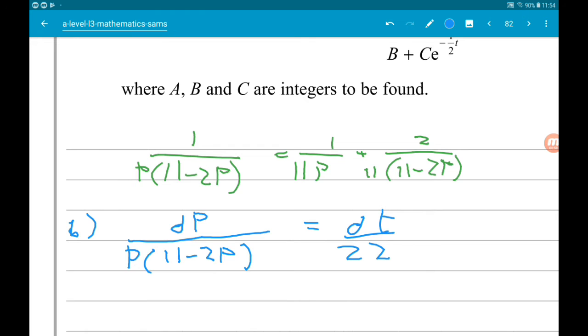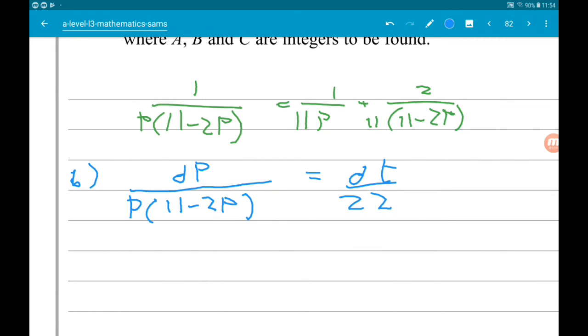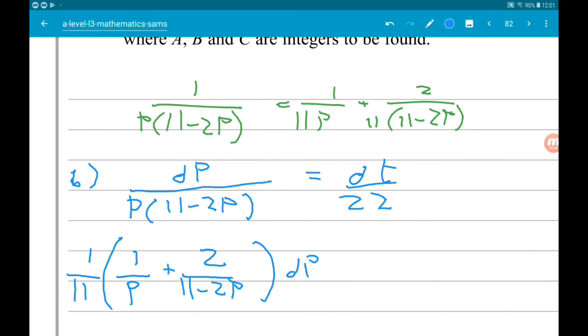Now, using what we did in part A, the left-hand side can become, well, there's a common factor of 1/11, so we can write the left as 1/11th (1 over p) add 2/11 minus 2p dp dt over 22.